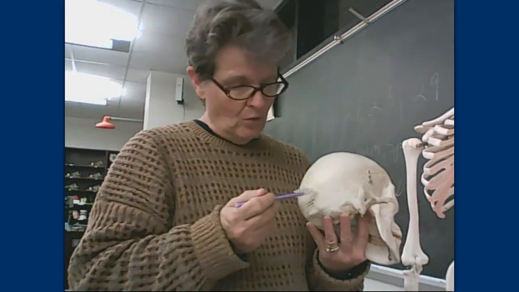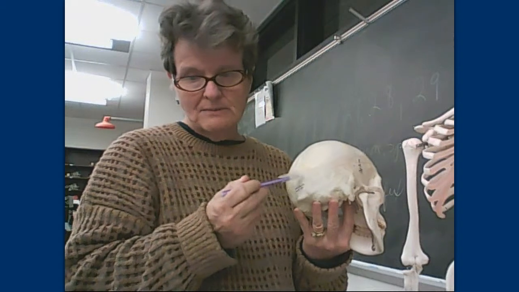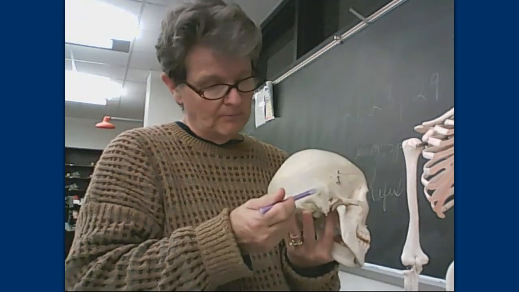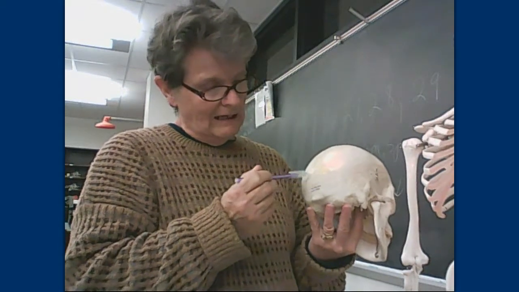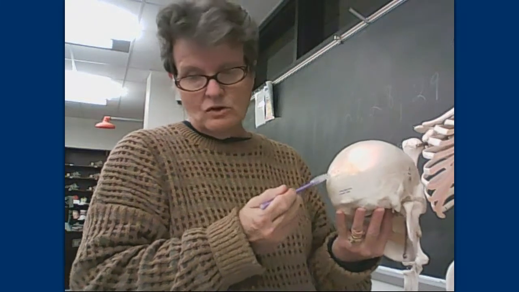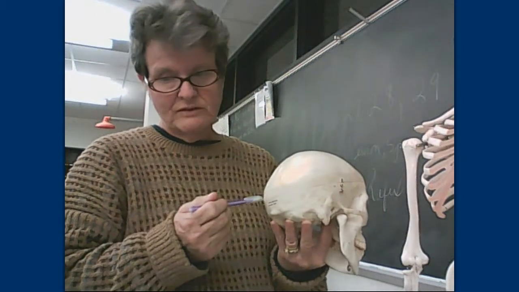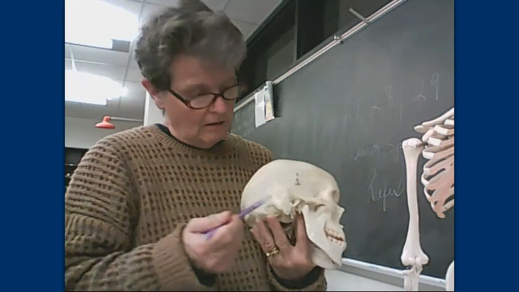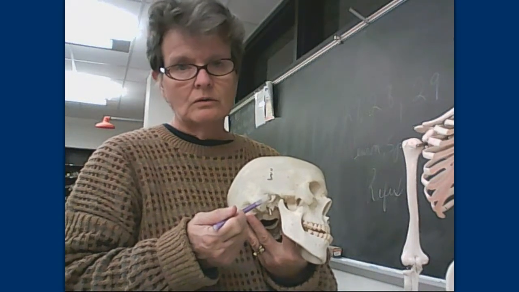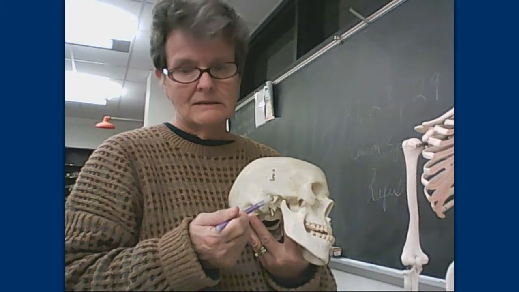Now, more posterior would be the occipital bone, the occipital. The occipital bone is separated from the temporal bone and the parietal bone by this suture line, and this suture line goes all the way down here, and that suture line is called the lambdoid suture. Lambdoid suture. And the hole here in the temporal bone is the external acoustic meatus.